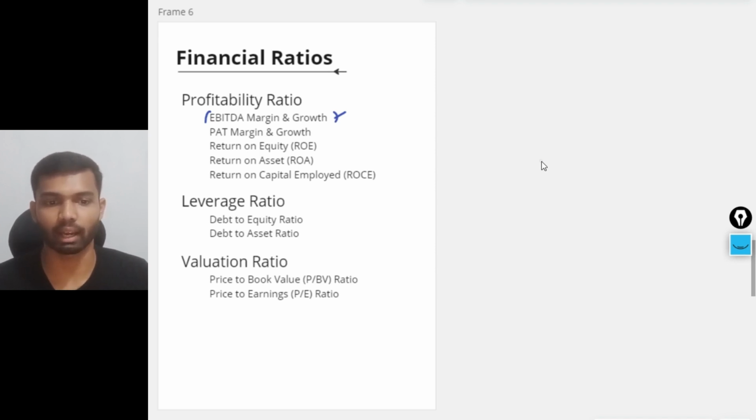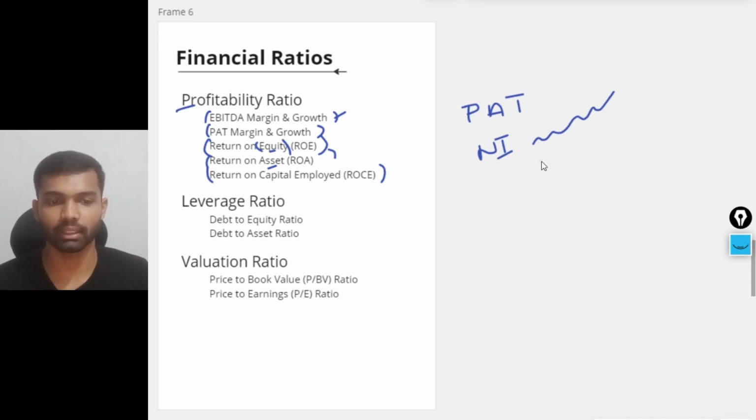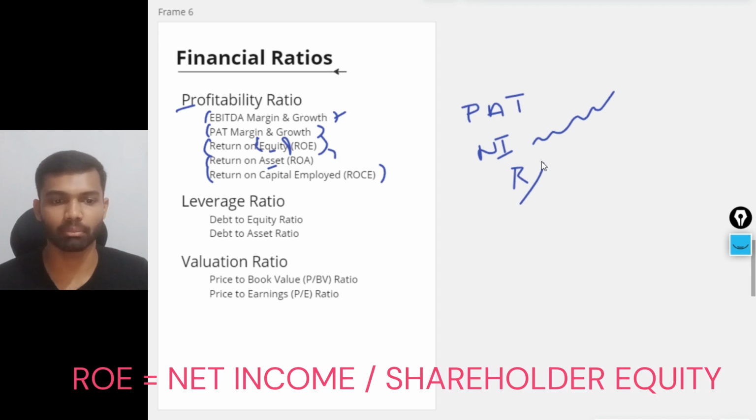Okay, and the PAT margin. The PAT is nothing but profit after tax, or the net income of the company, and this also should increase year on year while we are analyzing the profitability ratio. The third one is the return on equity, that is ROE, how much equity the company has, and for that equity how much profit the company is making. If we divide the net income by the shareholders' equity, then we can get the ROE. That is return on equity.